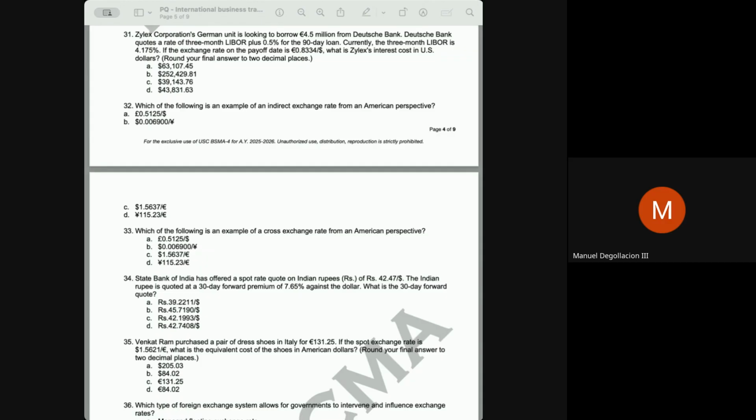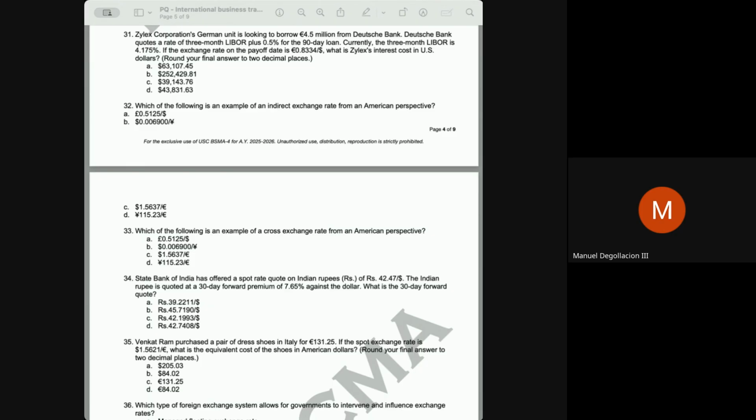Okay, so this is a continuation of the discussion on the practice questions for international finance or international business and trade. We'll start with number 32. The question in number 32 is, which of the following is an example of an indirect exchange rate from an American perspective?